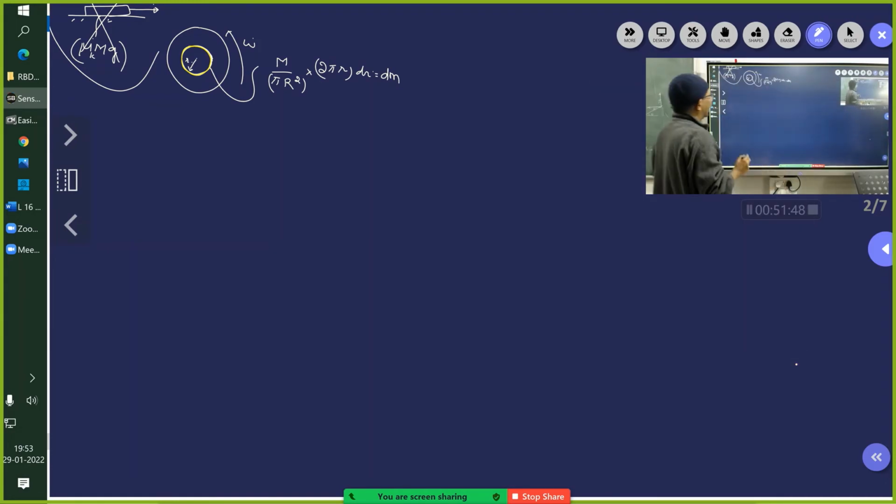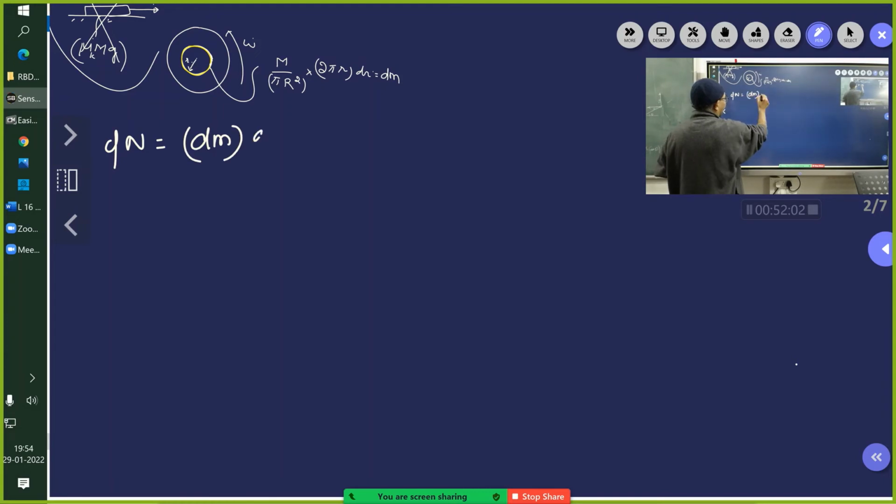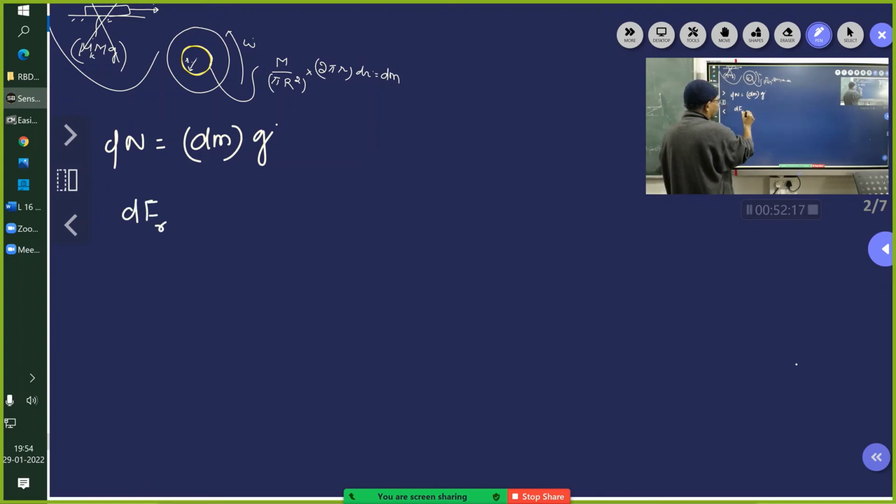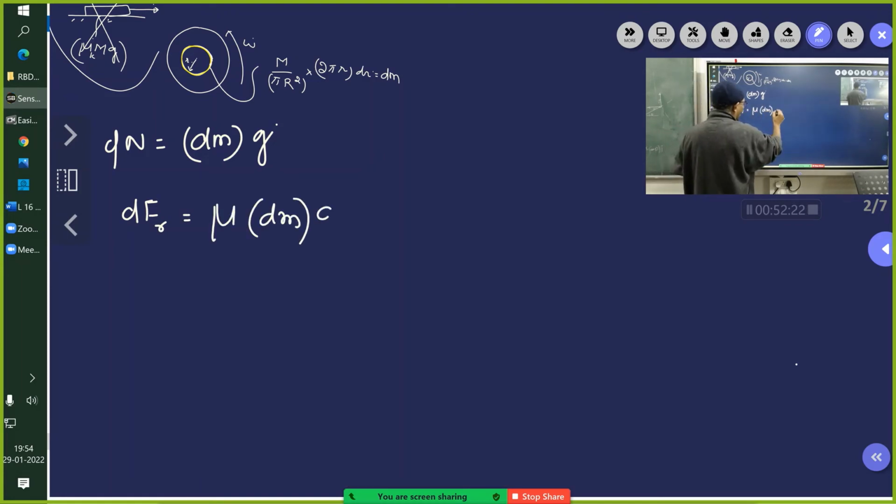Okay, this mass of the elemental ring that you see here now has got mg. So the normal acting on this elemental ring will be what? dm into g. So the frictional force on this ring, df, will be equal to mu dm into g.